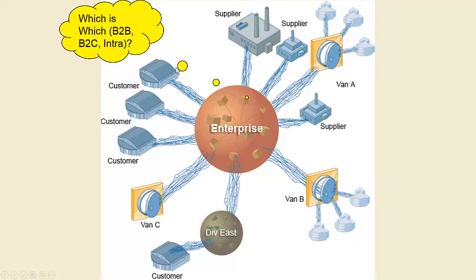B2C, business to customer. We see here these customers connected again to our company, kind of like the Amazon example. Right, so you can think of B2C as the revenue side, B2B the expenditure side, and then we have intra-organizational, inside the organization. So here we see the parent company connected to its division east, but still within the same corporation. So that's intra-organizational.